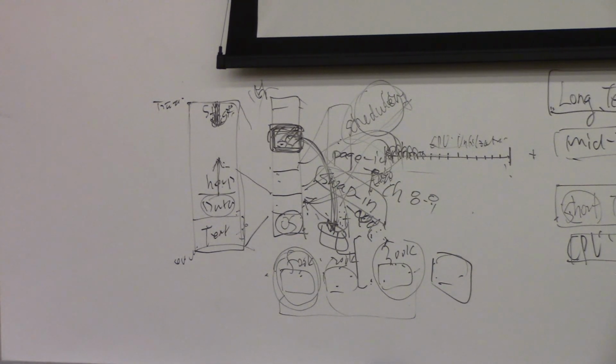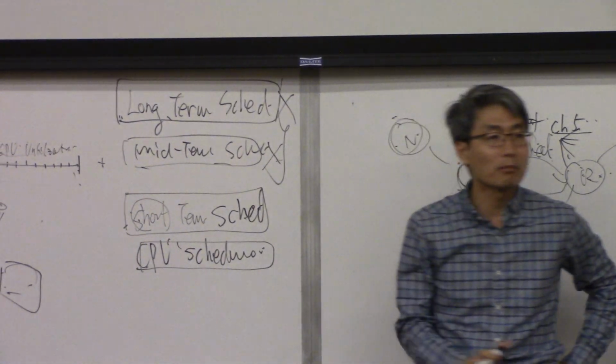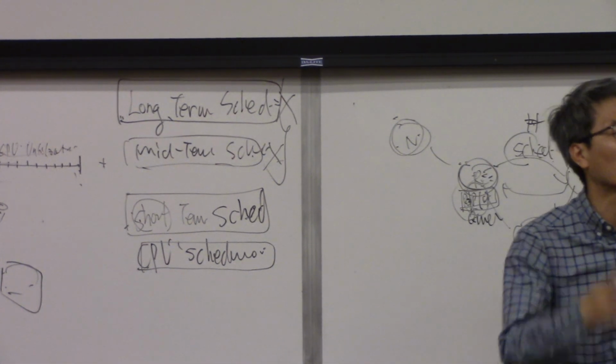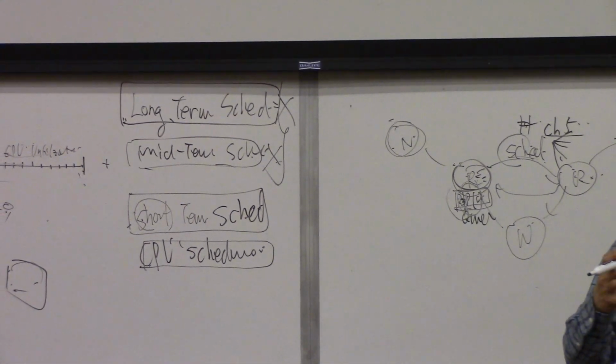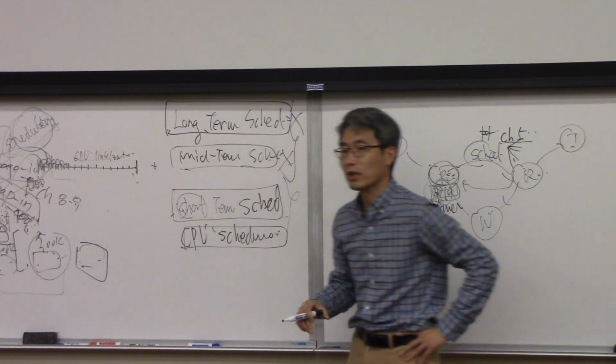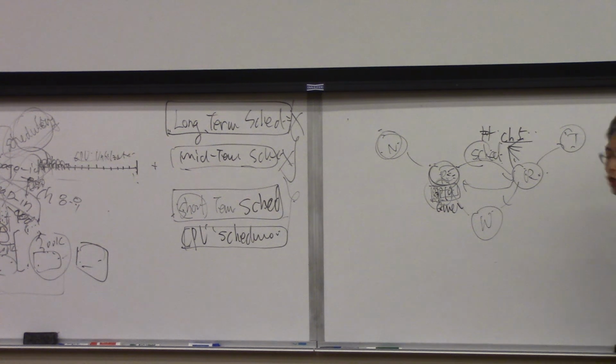However, current general operating systems do not use a lot of the midterm and long term schedulers, because it's a very, very expensive, costly operation. Instead, we are focusing on the short-term scheduler. Details we will discuss in chapter 5.